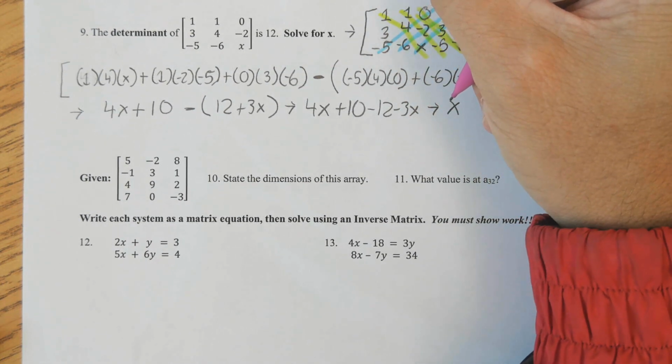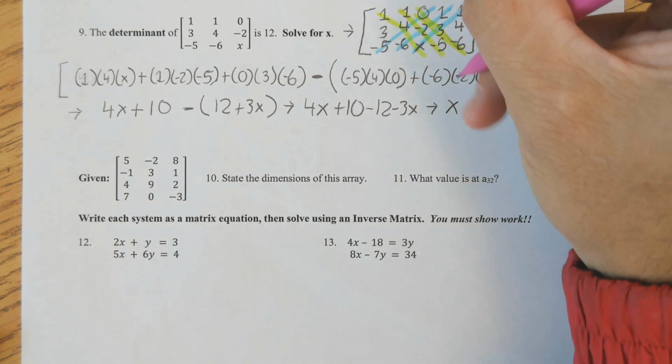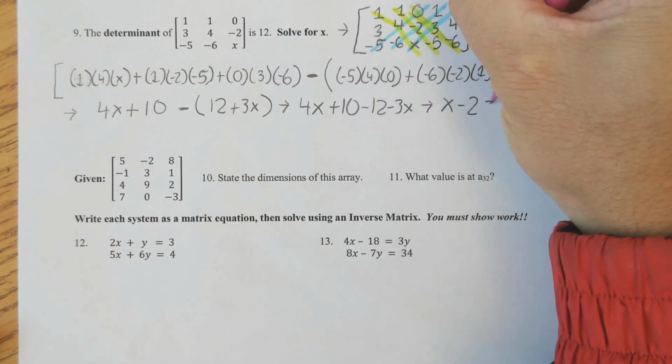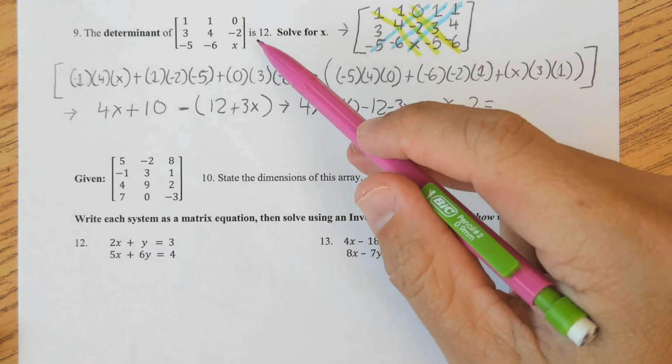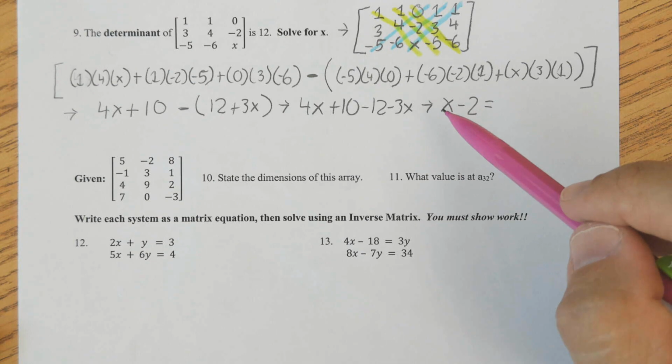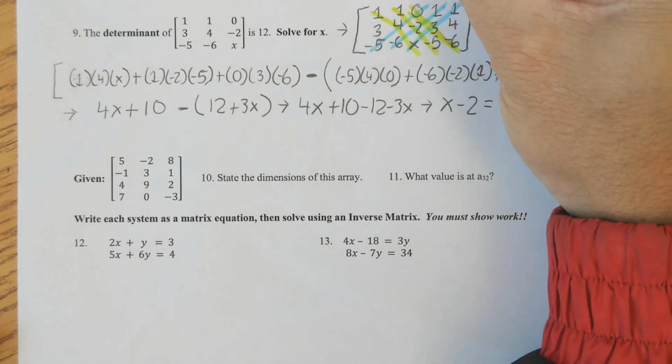Okay? And then we got 10 minus 12, which is a negative 2. And here's why I told you what the determinant was actually equal to. You have to have that, because if you didn't have enough information, you couldn't solve for x. We would just be left with x minus 2. So we have to set it equal to 12.